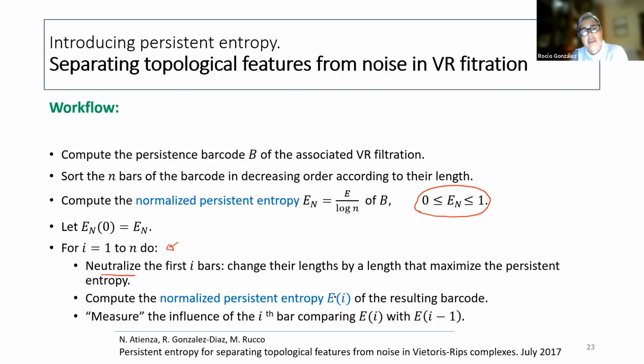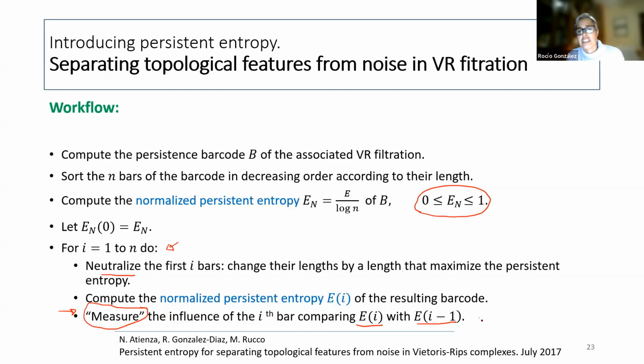So we compute the normalized persistent entropy each time in the algorithm, and then we have a sequence of persistent entropies, and comparing the persistent entropy at step i with the previous persistent entropy, we can decide if the bar is a topological feature or not. Of course, this measure, I put it in quotes, because it depends on the application. Sometimes we need to consider more bars as topological features or fewer, but by studying this measure, we can do this.